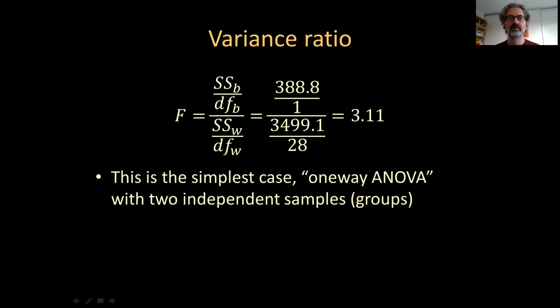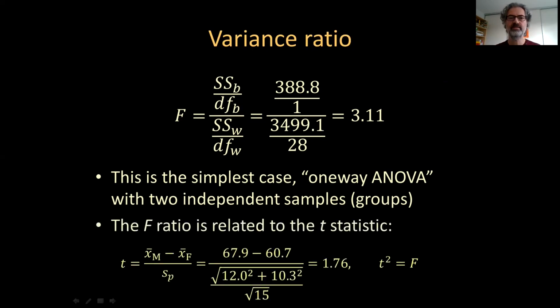But note that there was nothing special about having two groups. Nothing in these calculations limits us to having two groups. We could have had more groups and have done exactly the same thing. Each point subtracting its own group mean and so on. So this generalizes immediately to more groups.